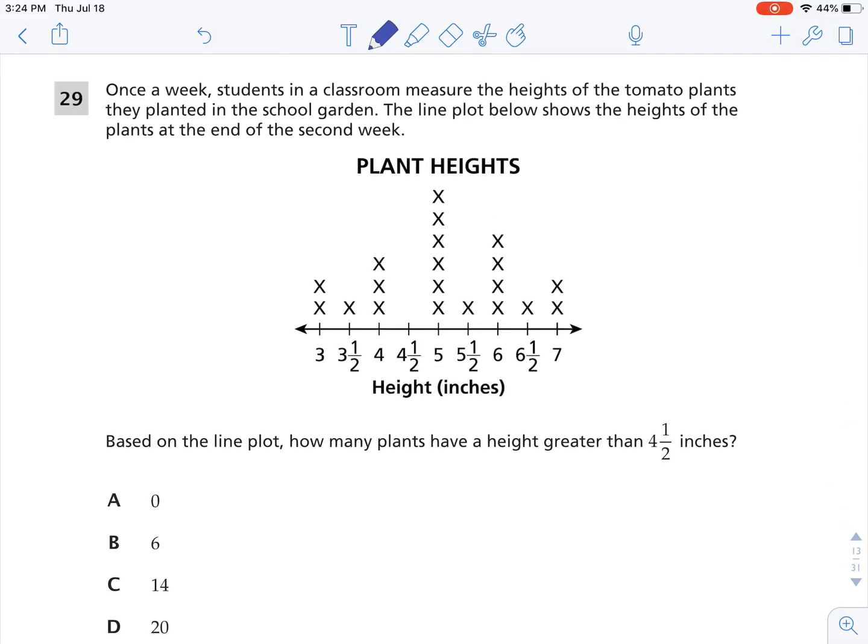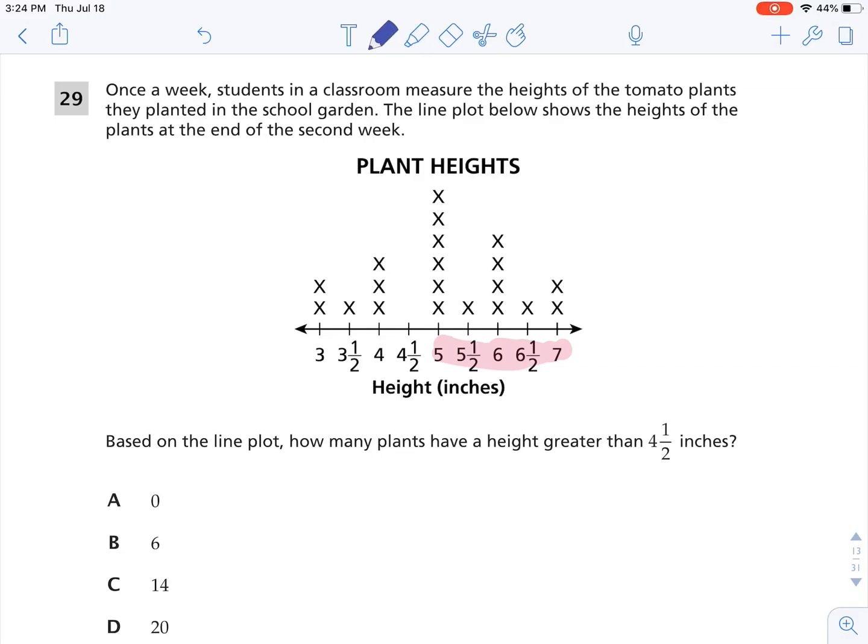29. Once a week, students in the classroom measure the heights of the tomato plants they planted in the school garden. The line plot below shows the heights of the plants at the end of the second week. Based on the line plot, how many plants have a height greater than 4.5 inches? So I'm only going to look at the plants that are more than 4.5 inches, which are going to be these plants. Everything below that, 3, 3.5, 4, and 4.5, are either equal to or less than 4.5, but I'm looking for the ones that are greater than 4.5 inches.